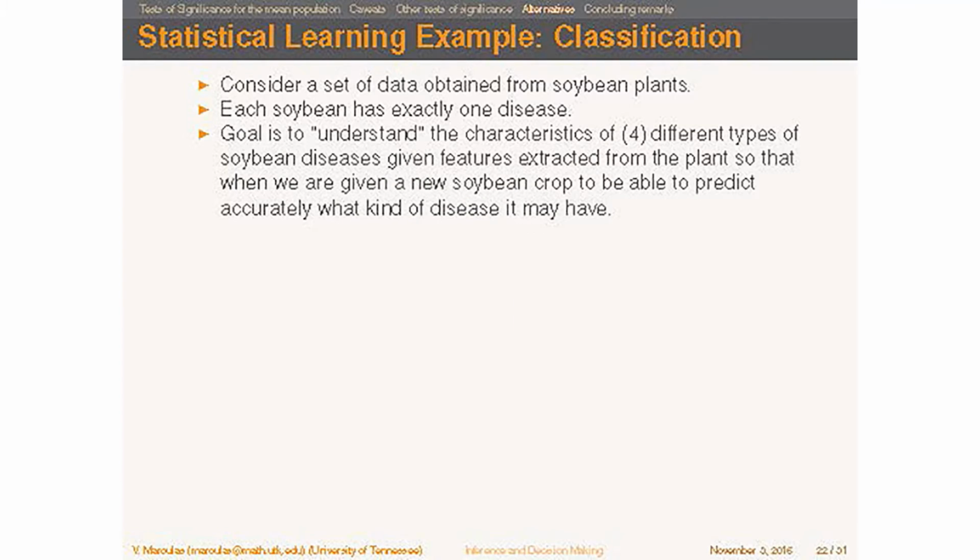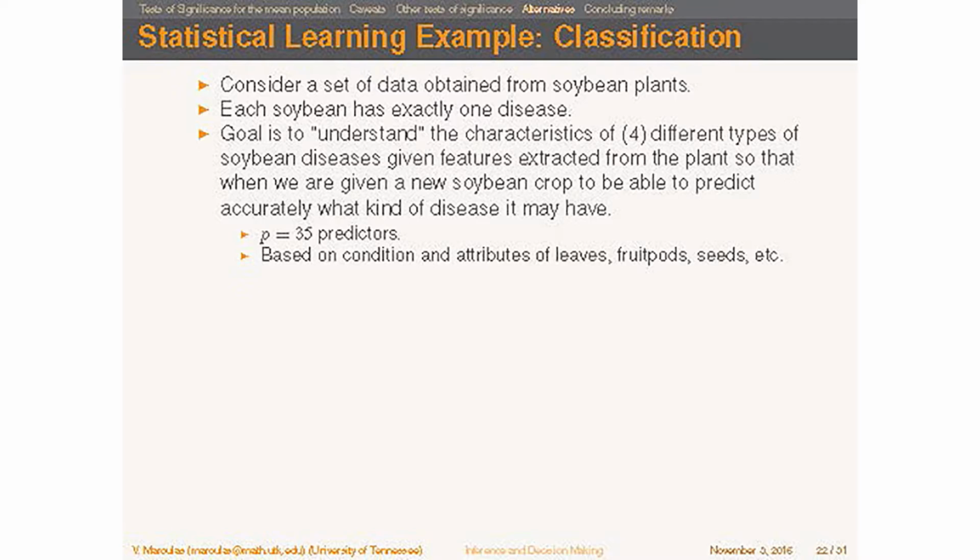For example, consider a set of data obtained from soybean plants. Let's say that each soybean has exactly one disease. That's the data that you collected. Now the goal here is to understand, quote unquote, the characteristics of four different types of soybean diseases given features extracted from the plant, so that when we are given a new soybean crop, we can predict accurately what kind of disease it may have. So this is the problem.